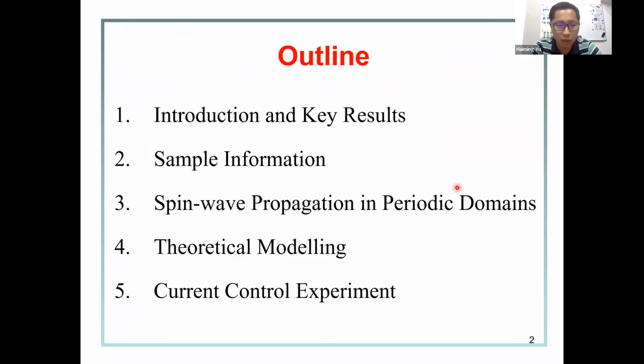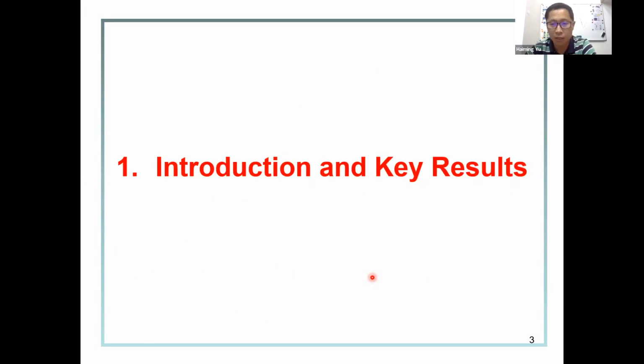So my talk will be divided into 5 sections. I will start with a brief introduction of the background of the research and show a few key results of the experiments. And then I will provide more detailed information on the sample structure we study. And then I will show the experimental results on the spin wave propagation in the domain structures, followed by the theoretical modeling. We try to understand our experimental observation. At the end is an experimental demonstration of the current manipulation experiment. So first, introduction and key results.